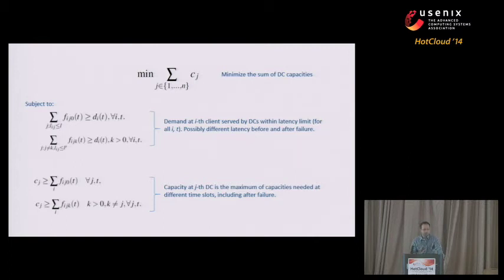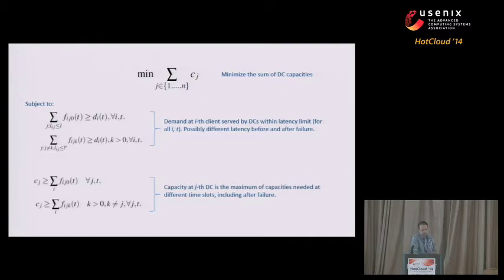The first constraint is that both before a failure and after a failure, the demand from all clients is served by some data center within the latency bound. And the second constraint is that the capacity of each data center is sufficient to meet the demand it is assigned to serve at any point in time, including the peak time and off-peak times.